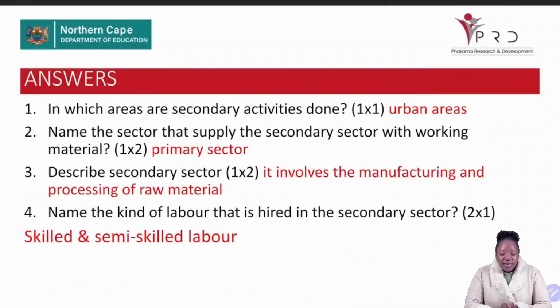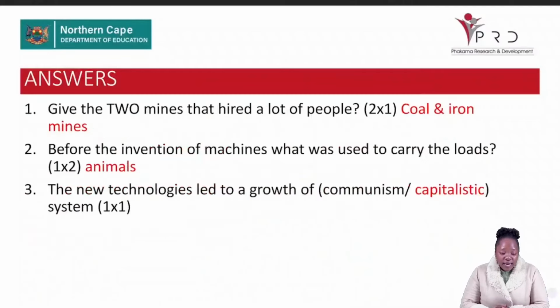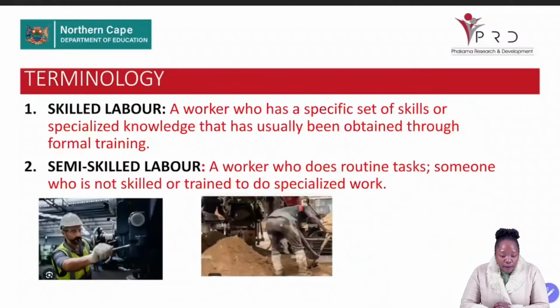Third question, you describe the secondary sector. If you were to describe the secondary sector, it is involved in the manufacturing as well as the processing of raw material. Fourth question, you name the kind of labor that is hired in the secondary sector. They can hire the skilled labor and they can hire the semi-skilled labor. So those are the labors that are catered for. And then we're looking at our terms for today. We're going to look at the skilled labor and the semi-skilled labor.